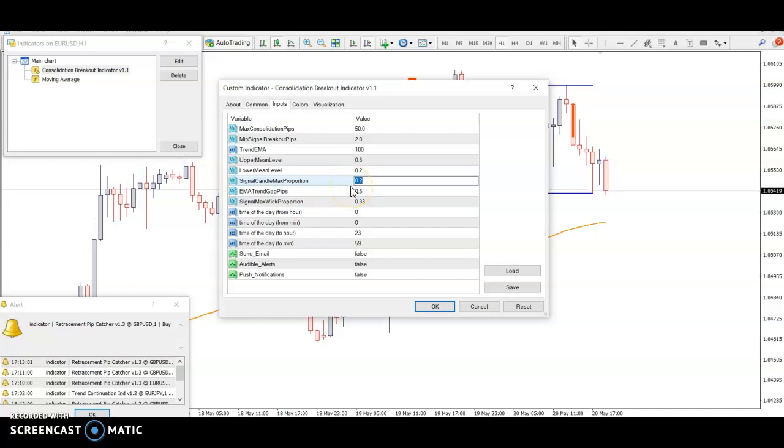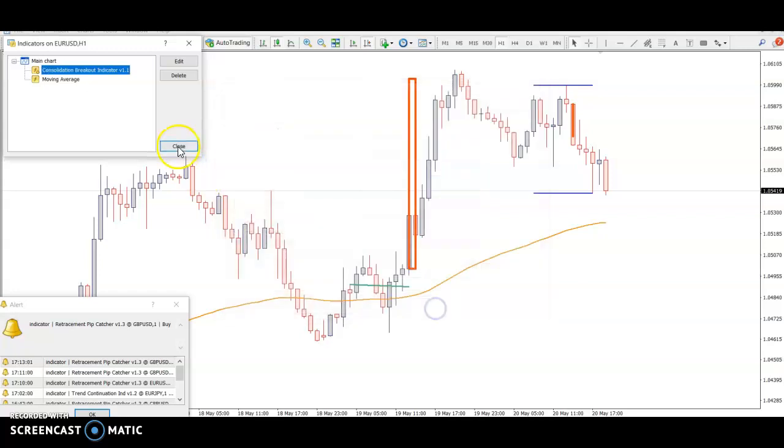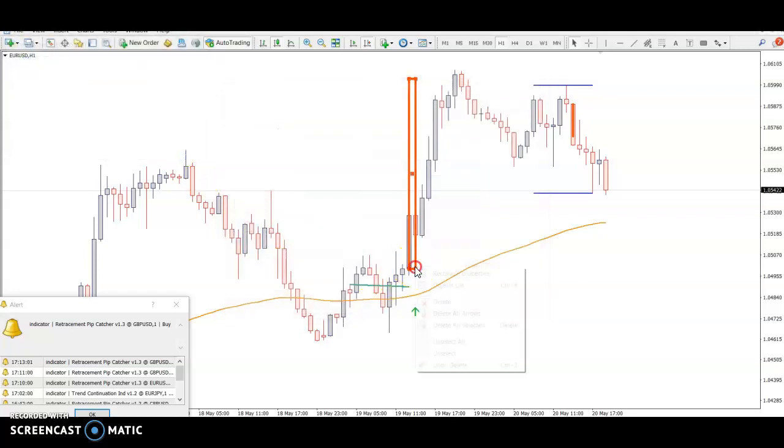So 3 is a nice, good average. But you can leave it as high as you like and get as many signals as you like. But then you need to decide whether you want to take the trade or not, depending on how far it's moved.